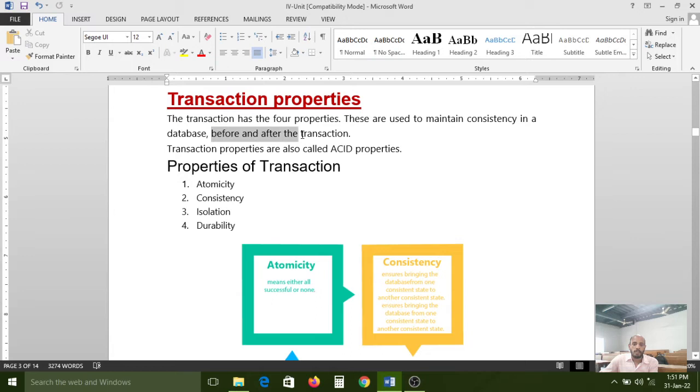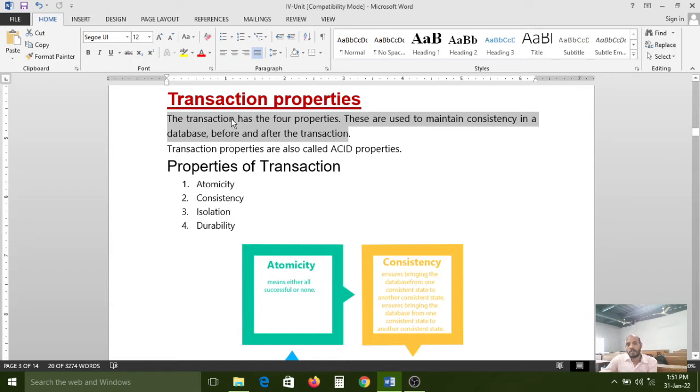Before and after the transaction, carefully observe one more time. The transaction has four properties. These are used to maintain consistency in a database before and after the transaction. While executing the transaction, the data must be maintained in a consistent way, nothing but correct data we have to maintain.